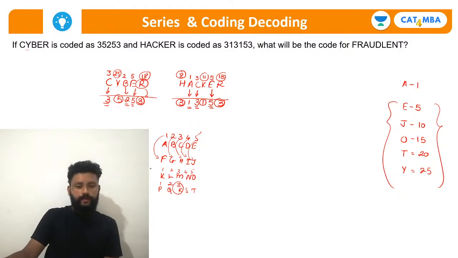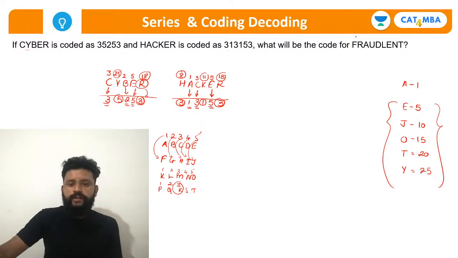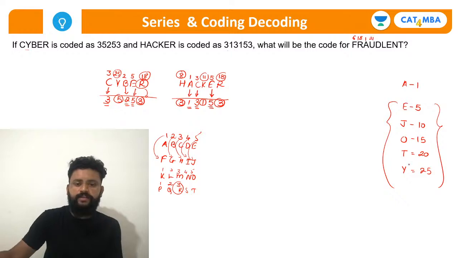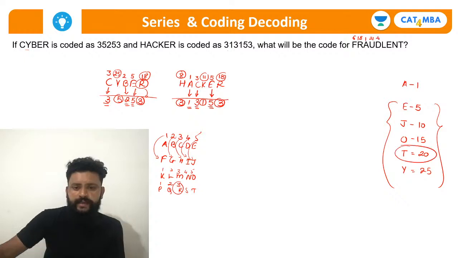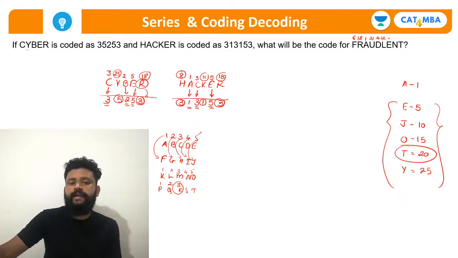Yes, so now we want the code for fraudulent. F is the 6th letter, R is the 18th, A is the first, U is the 21st because after T it is U. Then D is the 4th letter, L is the 12th, after J it is K and L is the 12th, N is the 14th, since M is 13, and T is the 20th. That's what we know.